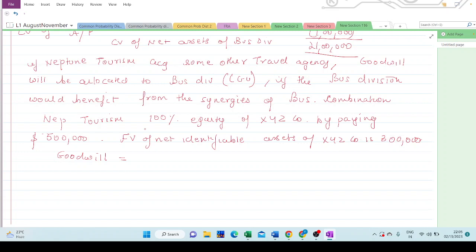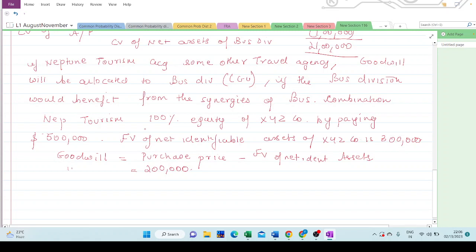Goodwill is the purchase price minus the fair value of net identifiable assets, which is 5 lakh minus 3 lakh, 2 lakhs. Now, this is the goodwill which has been created in this particular transaction.